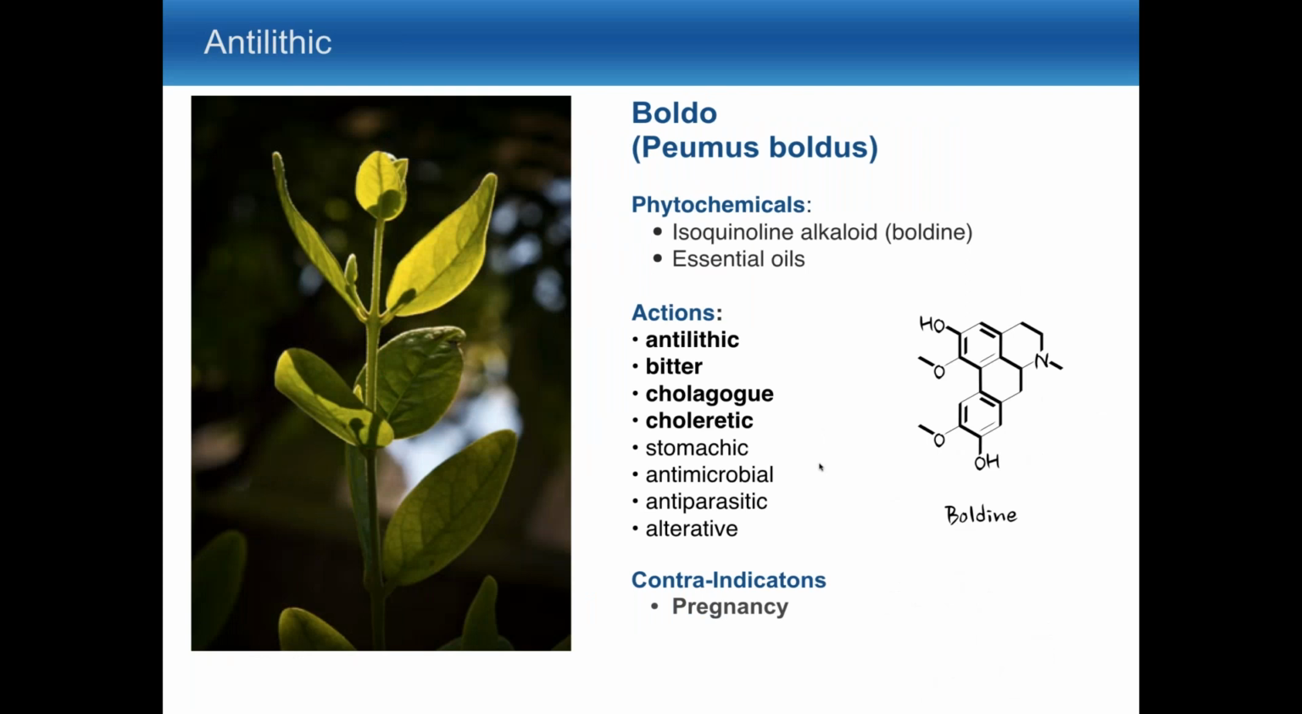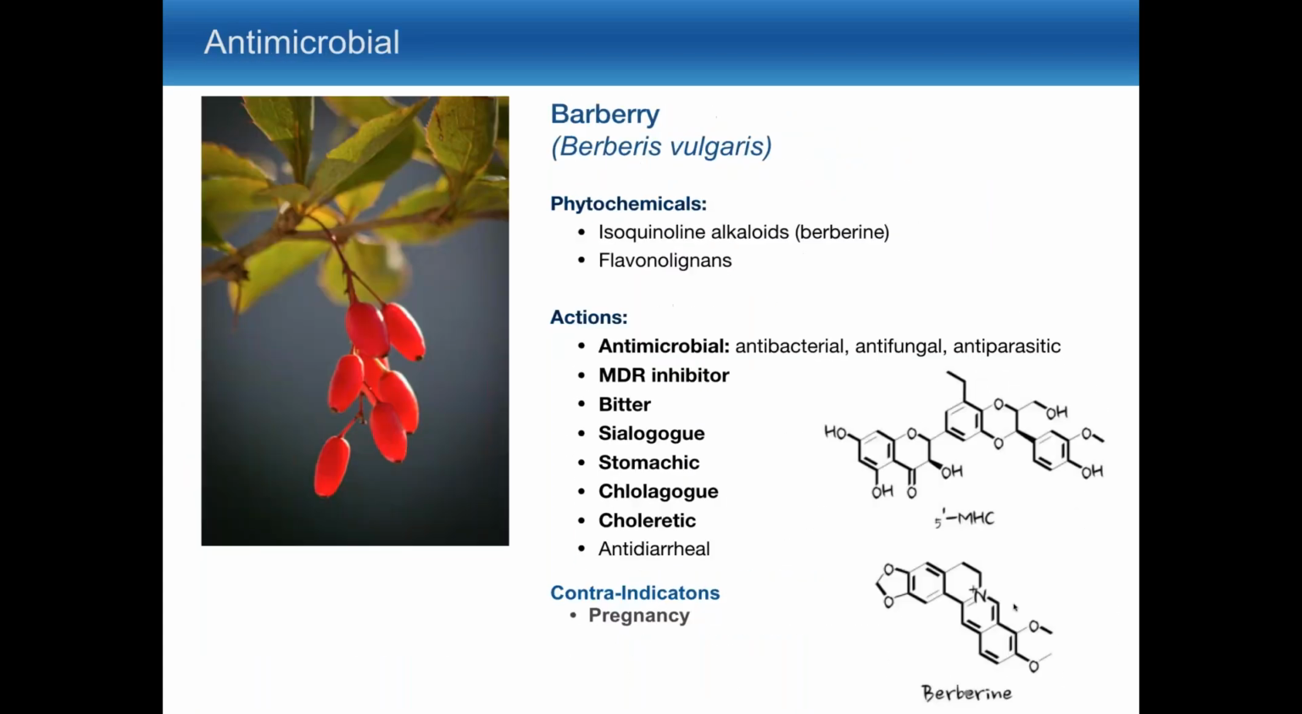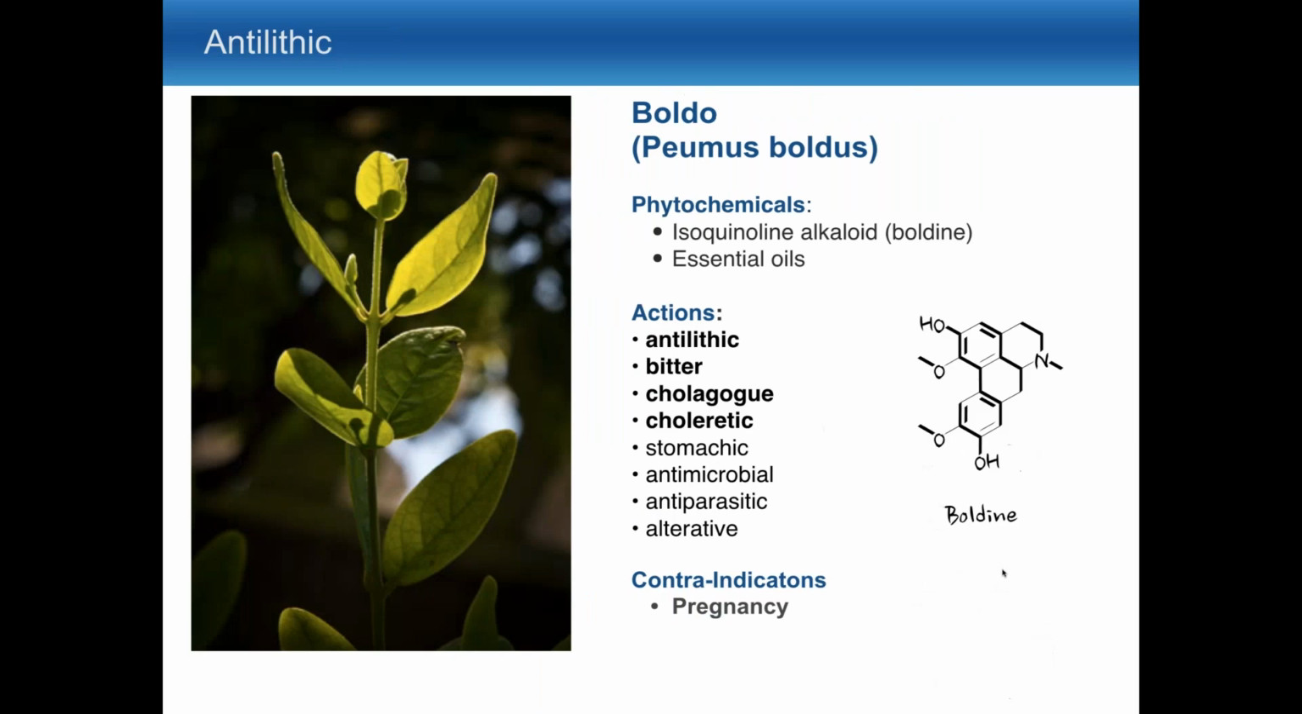But often when some of the books talk about boldo, its primary indication that comes out is as an antilithic for gallstones. So boldo is like a classic herbal remedy for gallstones. It has boldine, which is an isoquinoline alkaloid. If you look at the structure of the boldine there, and then you look at the berberine or the hydrastine, they all have that isoquinoline structure to it, okay? So isoquinolines are going to be bitter. So how is it working as an antilithic? Presumably as a cholagogue and choleretic, right?